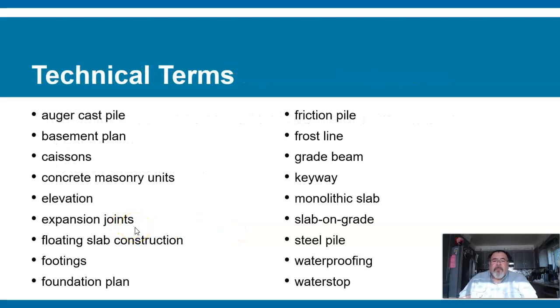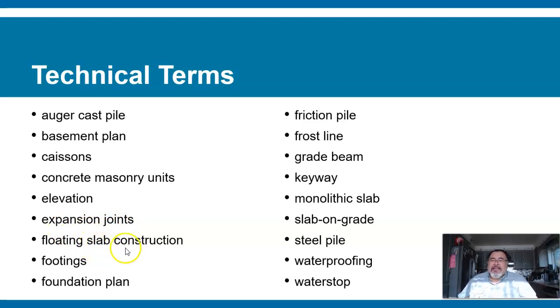Expansion joints. They're breaks in concrete to allow for the concrete to move around, and with heat it'll expand and get large to a point where it might touch each other, and you don't want the concrete to buckle or crack. So allowing some room for the concrete to expand and contract is called an expansion joint.